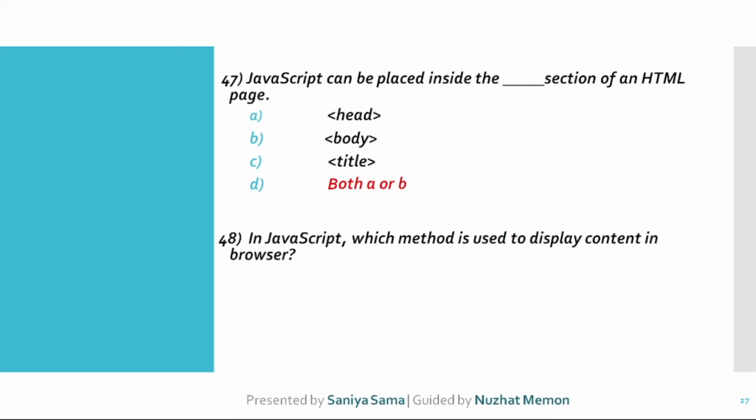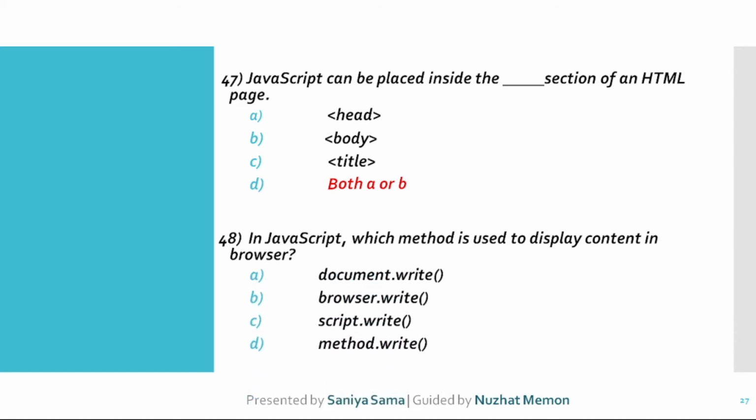48. In JavaScript, which method is used to display content in browser? Option A document.write, option B browser.write, option C script.write, option D method.write. The answer is document.write.